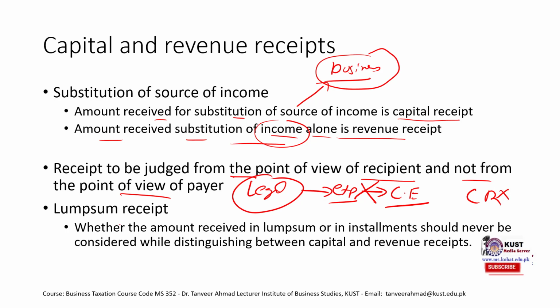Lump sum received. Whether the amount received is lump sum or in installments should never be considered while distinguishing between capital or revenue received. So sometimes it might confuse us that we have sold a certain asset and we are receiving the amount in installments of, let's just say, 3 years, a monthly installment. It might give an impression that it is a revenue received, but we should not confuse it. The question of whether the amount is received as a lump sum or not should not even be considered.